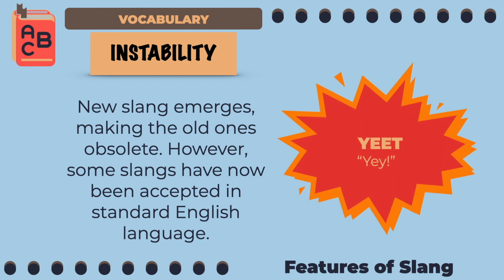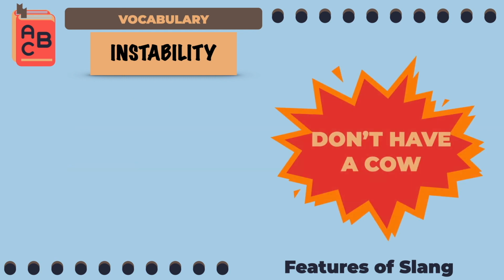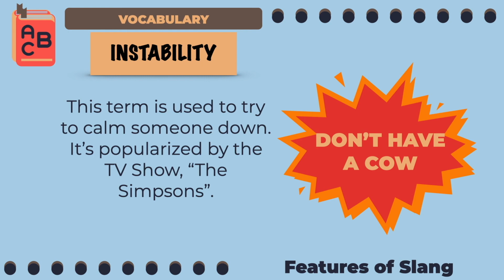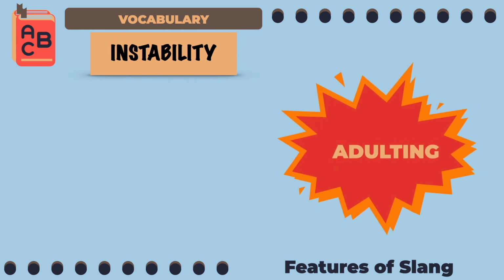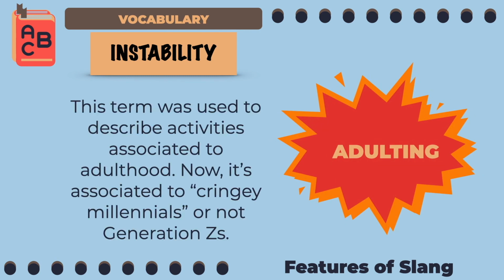For example, the word yeet. This is another term for yay, or to express something nice. Don't have a cow, this term is used to try to calm someone down. It's popularized with the TV show The Simpsons. Adulting is a famous term, especially to millennials. This term was used to describe activities associated to adulthood. Now it's associated to cringy millennials or not Generation Zs.